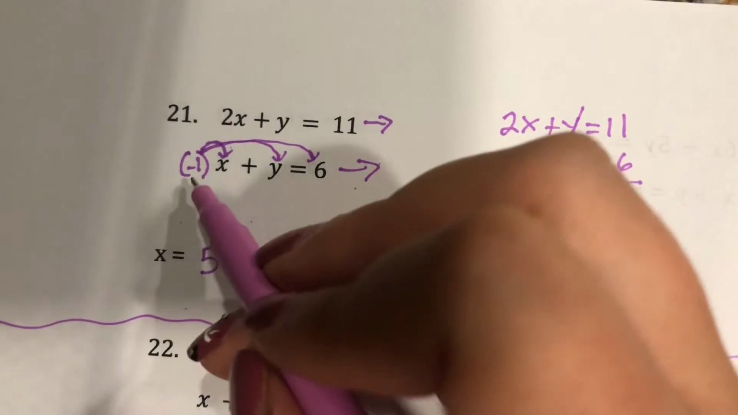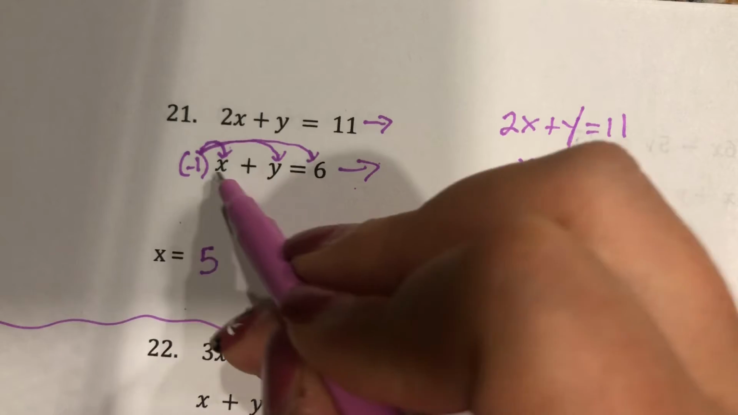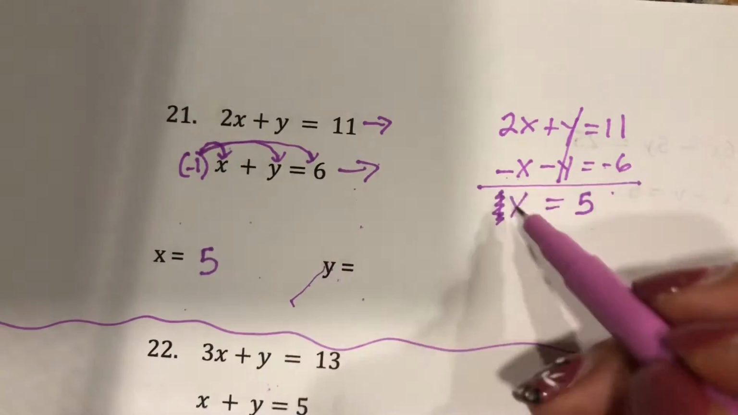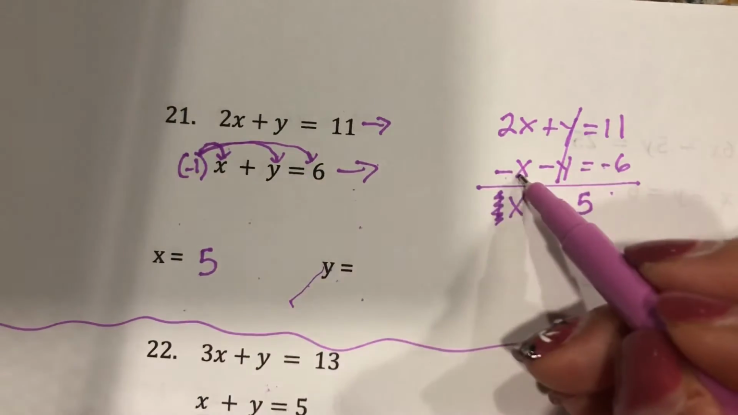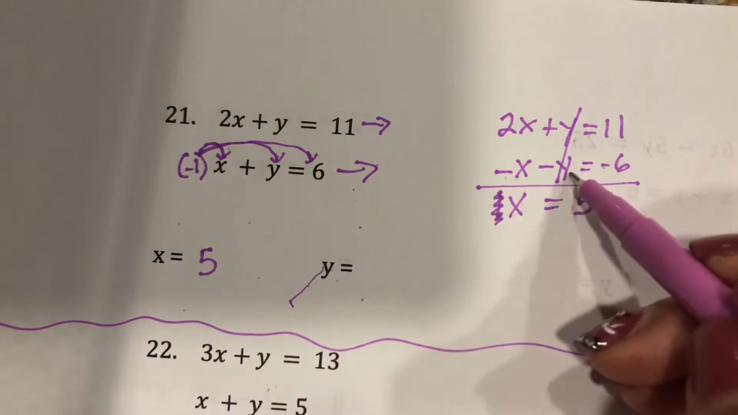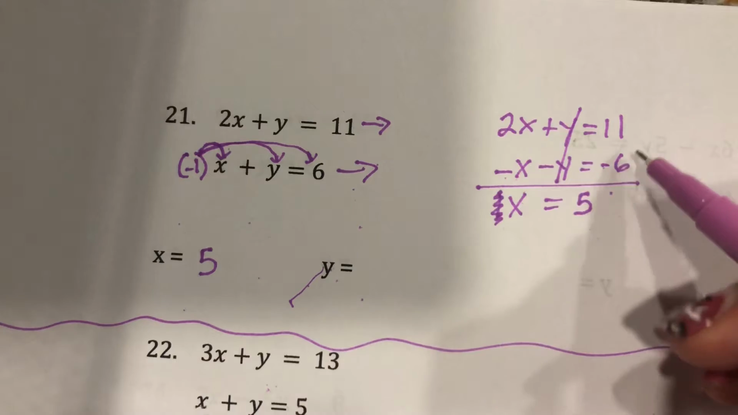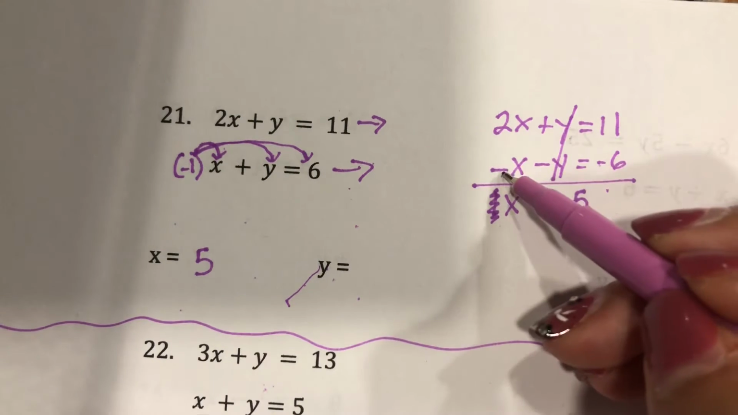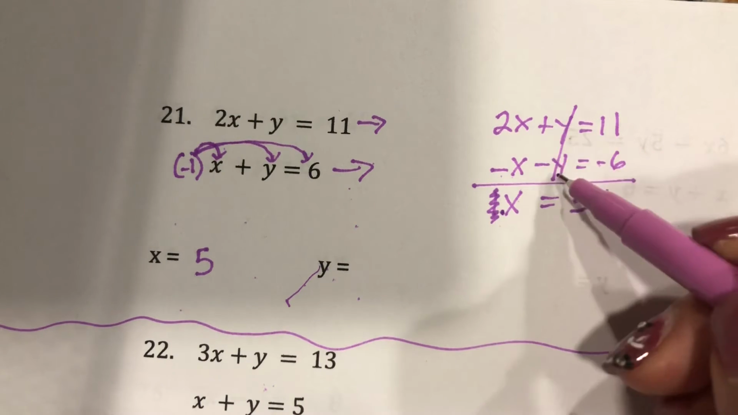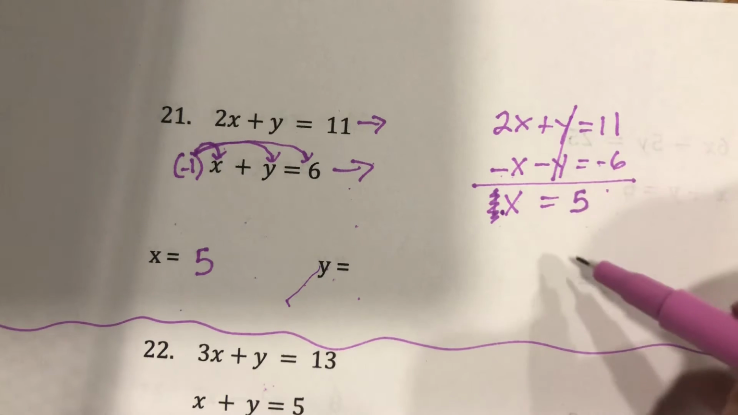So again, all I did was that I made this bottom one, I just basically changed the signs. Instead of a positive x, it's a negative. Instead of a positive y, it's a negative. Instead of a positive 6, it's a negative 6. The top one stayed the same. So 2 minus 1 is 1. Those go away. 11 minus 6 is 5.